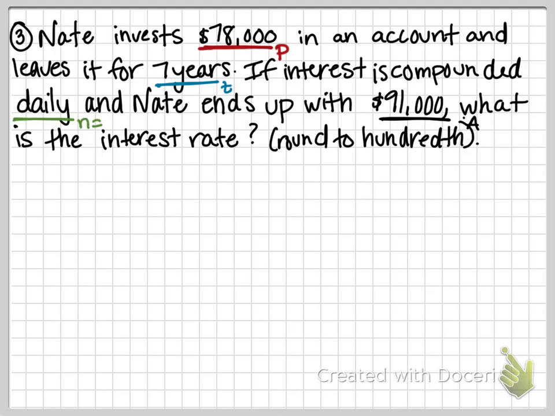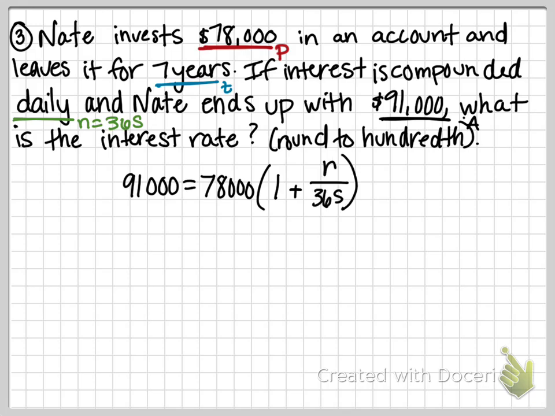So what is my N? 365. All right. So we plug this all in. 91,000. That's our end up. Equals 78,000 times 1 plus R, which we don't know, over 365 to the 365 times 7.